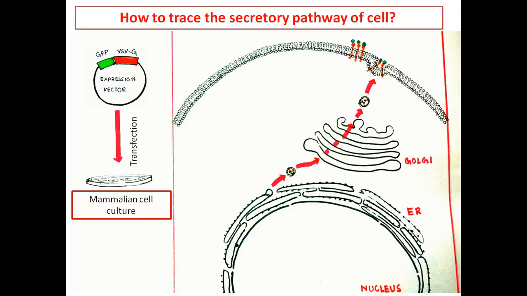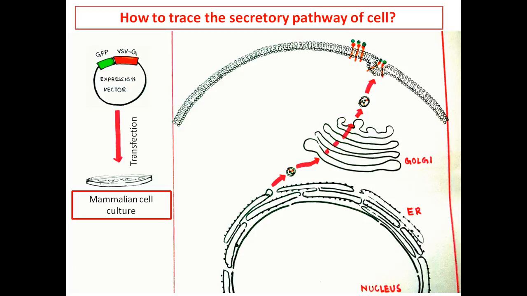In order to do so, we can perform one experiment. So we know that VSVG, which is actually vesicular stomatitis virus glycoprotein, is a membrane protein. So it's actually displayed on the membrane in case of virus infected cells. So what we can do, we can take this gene sequence for VSVG and we can tag it with the N-terminal GFP, and we can clone the whole thing in a mammalian expression vector.